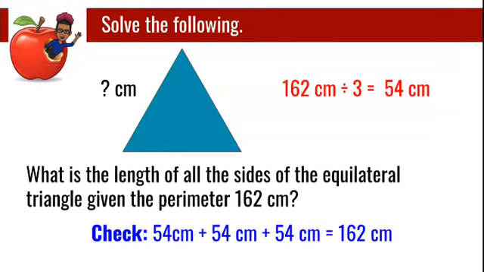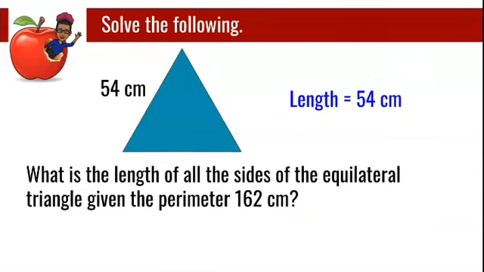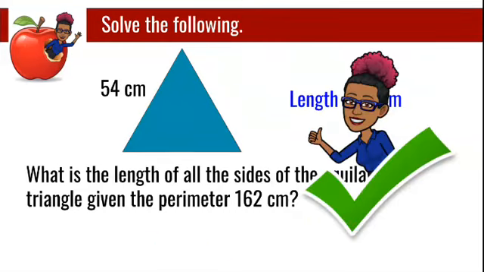So we can check, add 54 3 times, there are 3 sides, so 54 centimeters plus 54 centimeters plus 54 centimeters, we would get our perimeter of 162 centimeters. So 54 centimeters is our length of each side of the equilateral triangle.